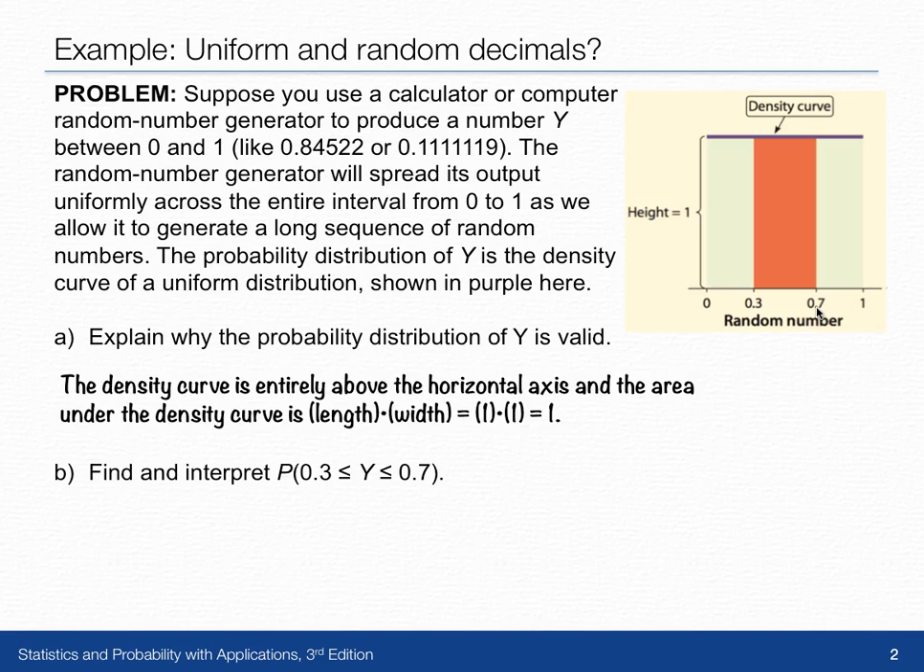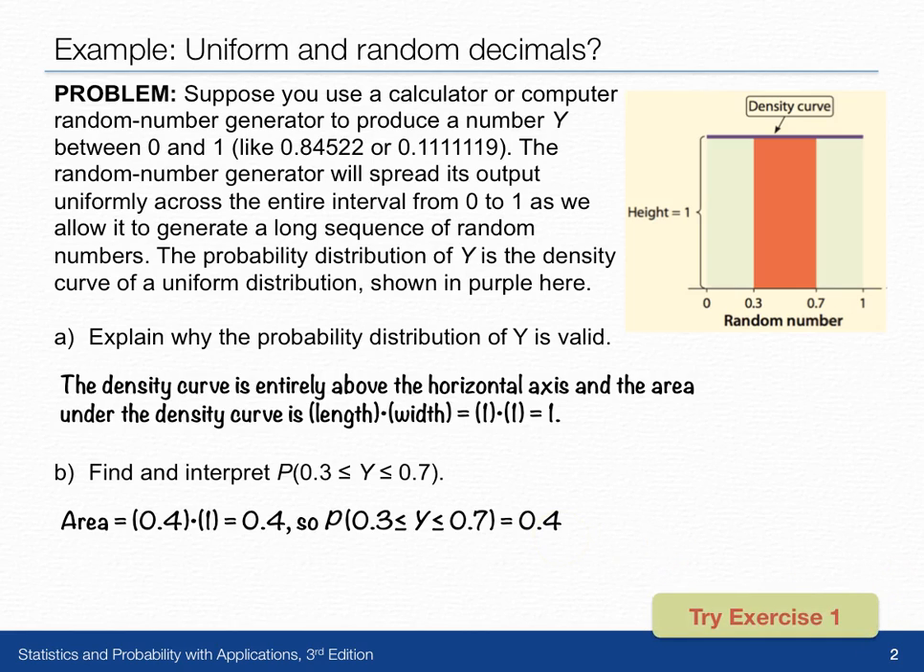The probability is actually just the area under this density curve. Well, we know that this rectangle has a height of 1, so we just need to find the width, which in this case is from 0.3 to 0.7, or a width of 0.4. So that area is 0.4.